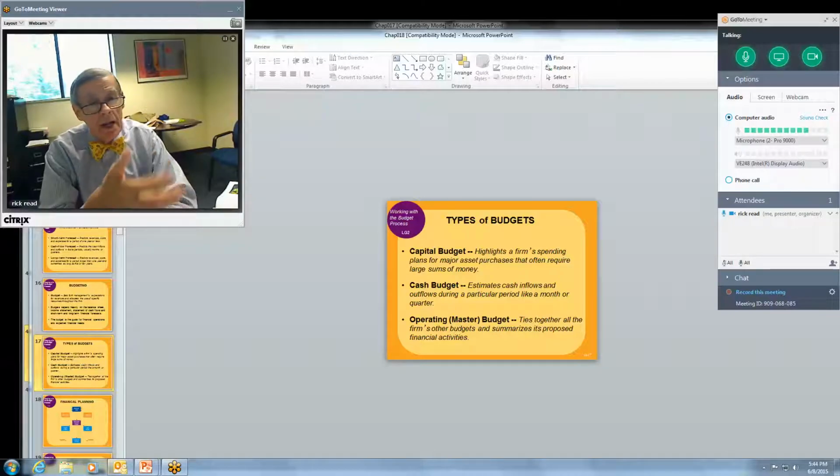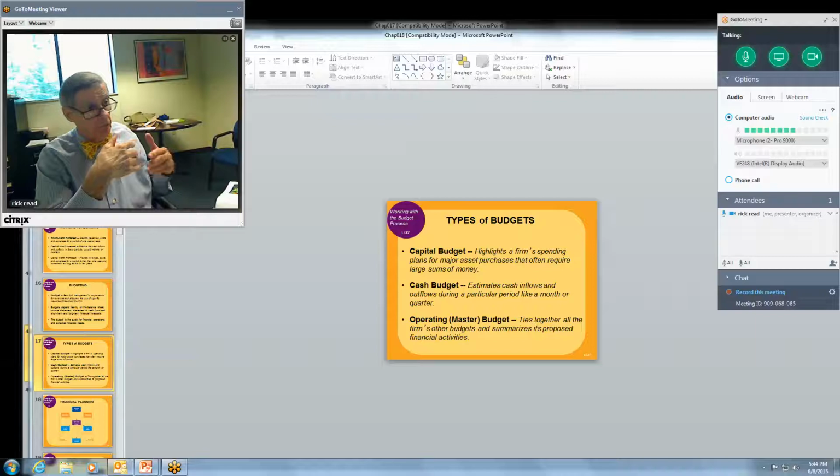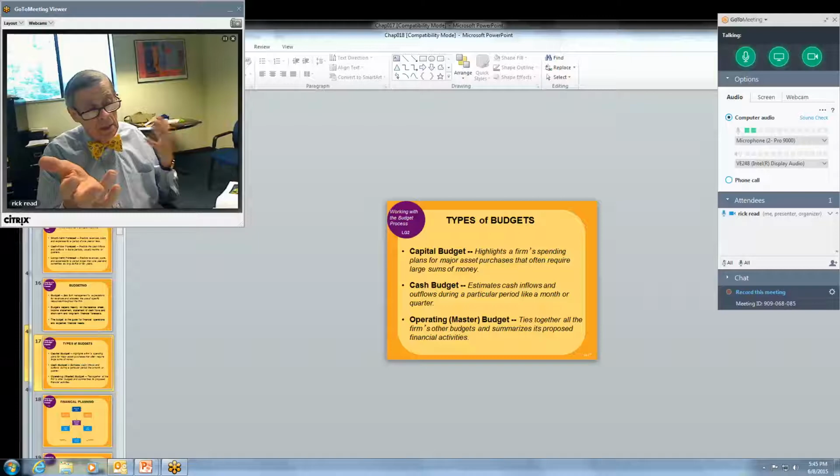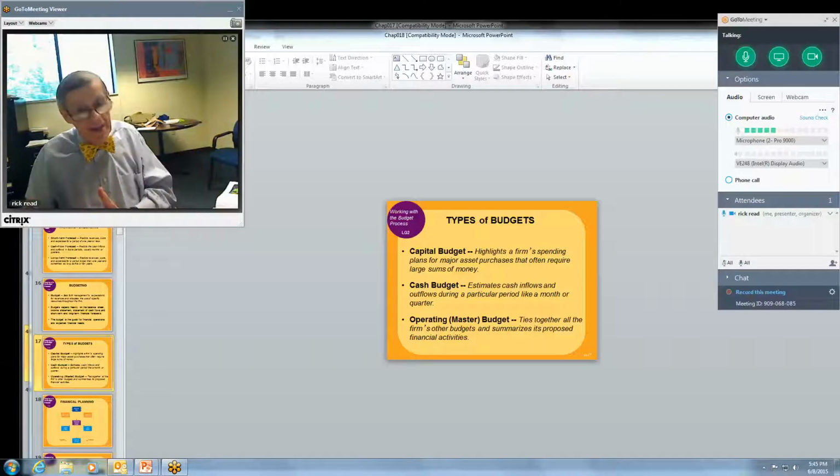And then the cash budget, this is just telling us what's going to come in and what's going to go out. Again, during a particular period of time, we talked about month to quarter, and that's what it normally does. We don't go as far as annually with the cash budget.